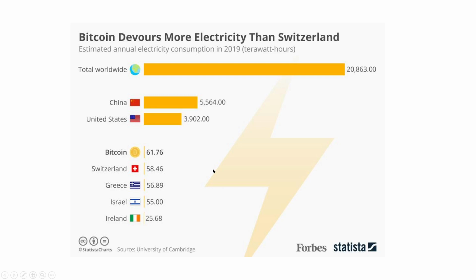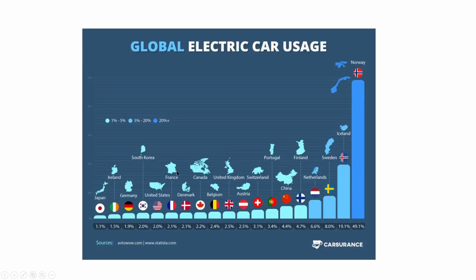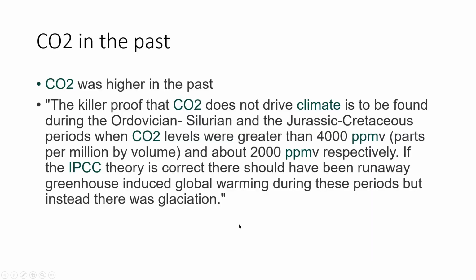Bitcoin devours more electricity than Switzerland. So Switzerland, Greece, Israel, Ireland, and then we got Bitcoin swallowing up a bunch of energy here. Just an FYI. Global electric car usage. We've got Norway at 49%, Iceland at 19%, and we've got a whole bunch of countries that can obviously adopt a lot more electric vehicles over time. So there is a big growth sector here, and it's a lot of the major countries that could adopt more electric vehicles. So there is a lot of growth out there for electric vehicles.